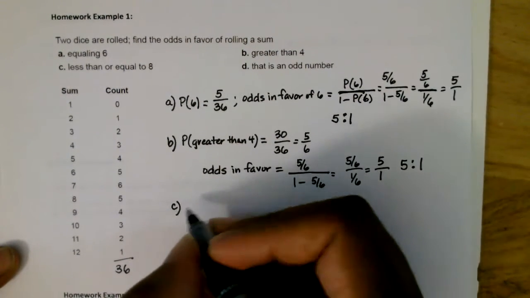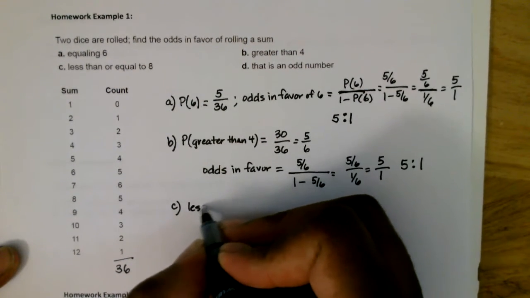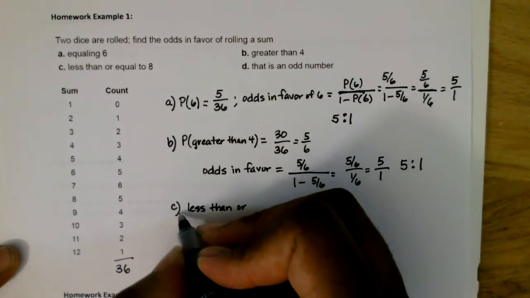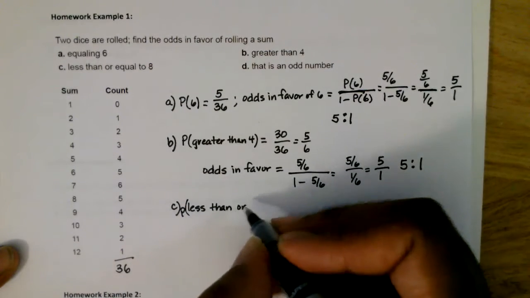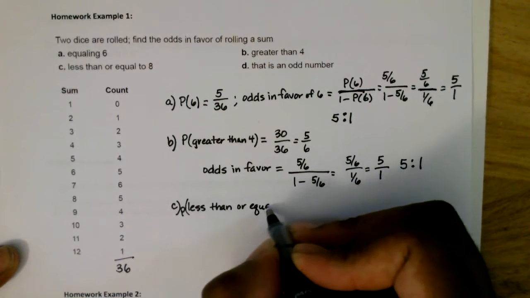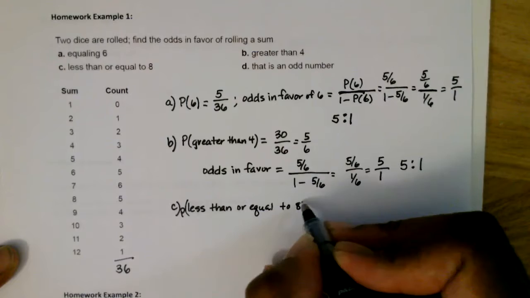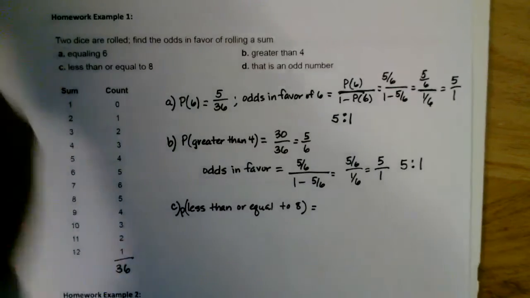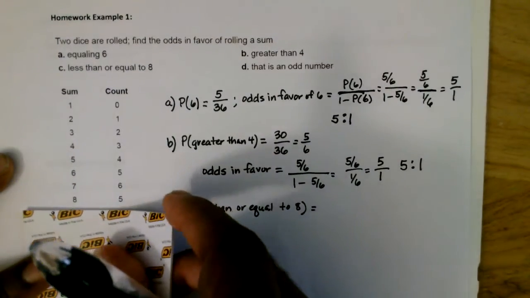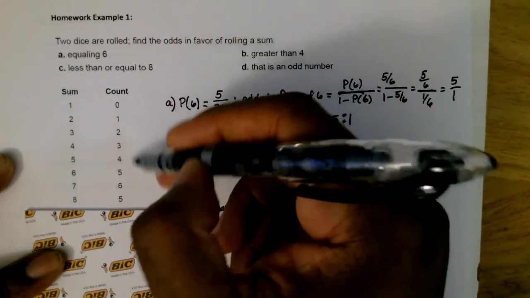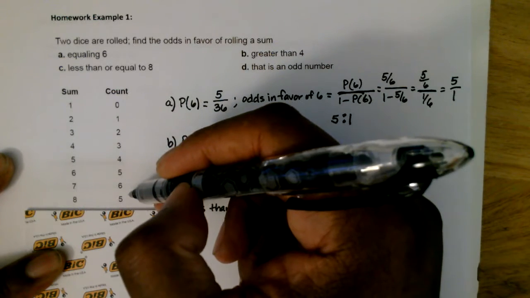Now part C, less than or equal to 8. So I need the probability of rolling a sum, or getting a sum, less than or equal to 8. So less than or equal to 8 means numbers including 8 and anything less than that. So we need to just count these numbers.